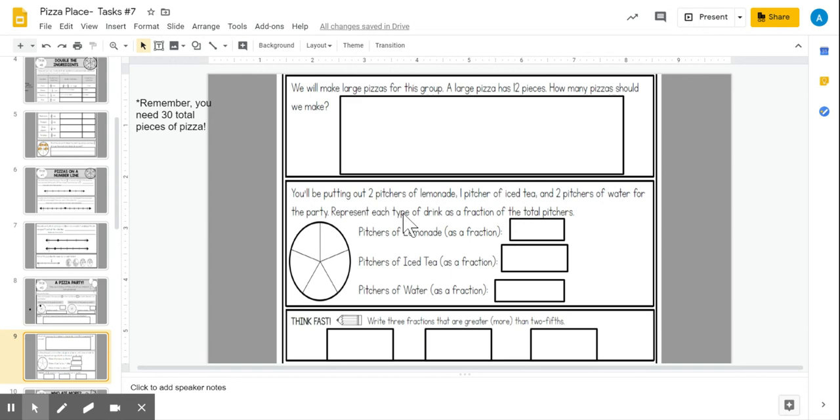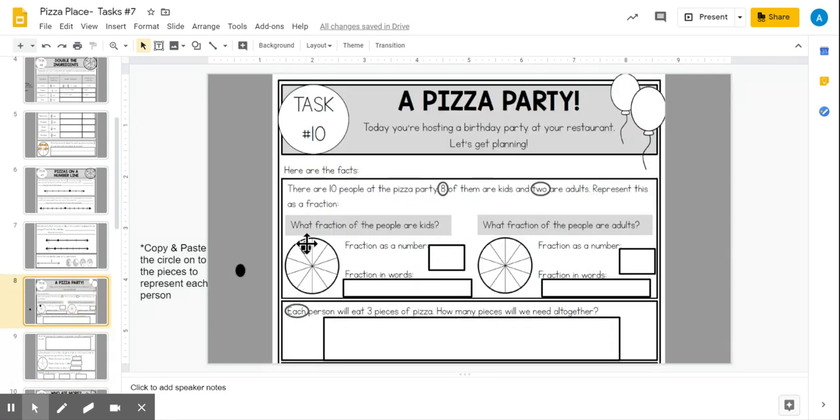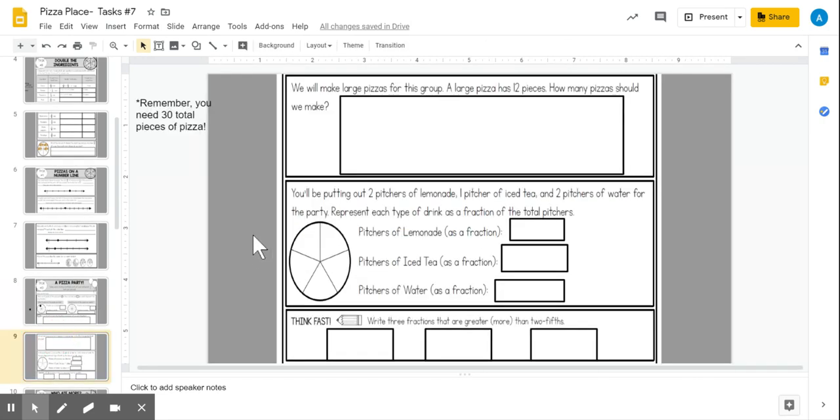This one, you'll be putting out 2 pitchers of lemonade, 1 pitcher of iced tea, 2 pitchers of water. Represent each type of drink as a fraction. Again, pitchers of lemonade, 2 out of how many total? Make sure you're writing the fraction. Iced tea out of how many total? I can put a dot over here. I can do 3 different colored dots.